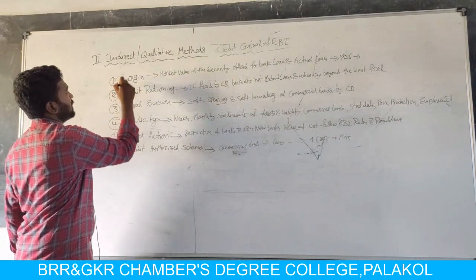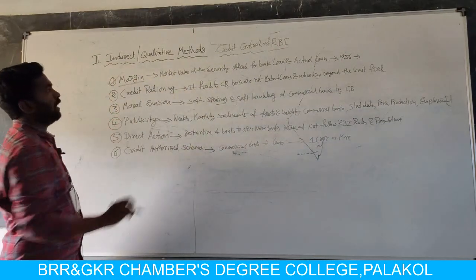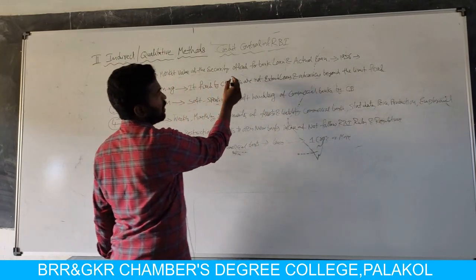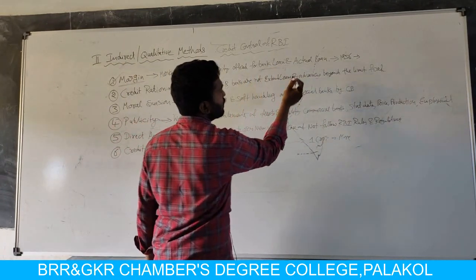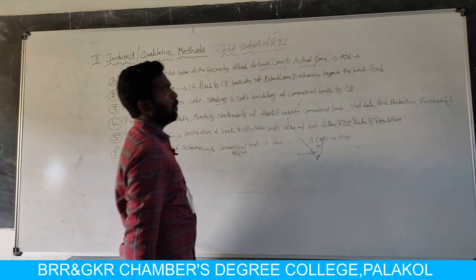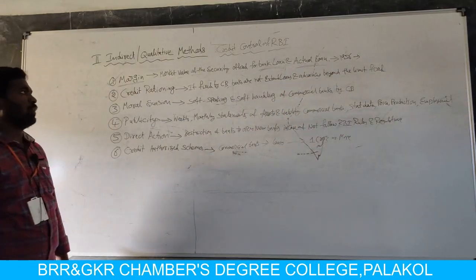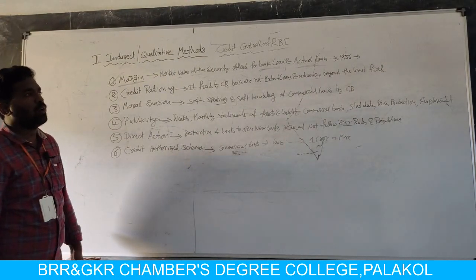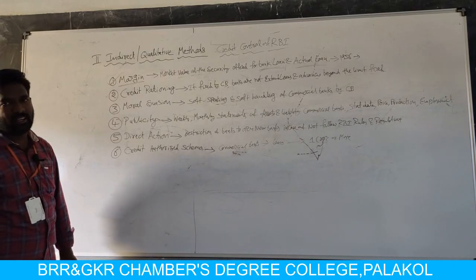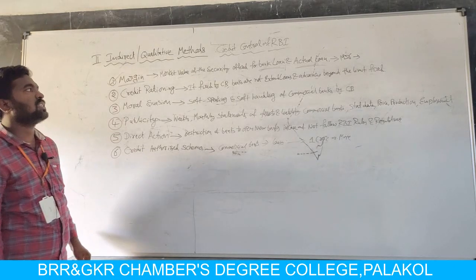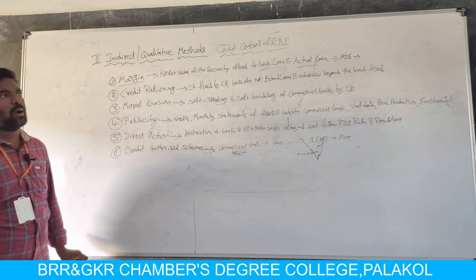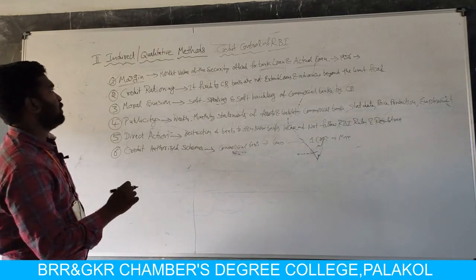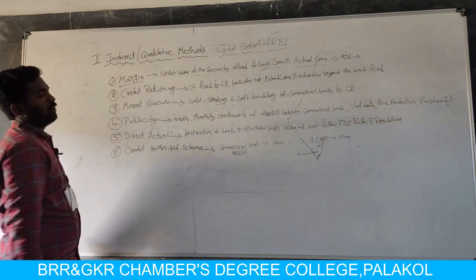First one is margin. Market value of the securities offered for bank loans and actual loans. It starts from 1956. Before 1956 there was no margin on the market value of the securities. So in this method, margin, okay.